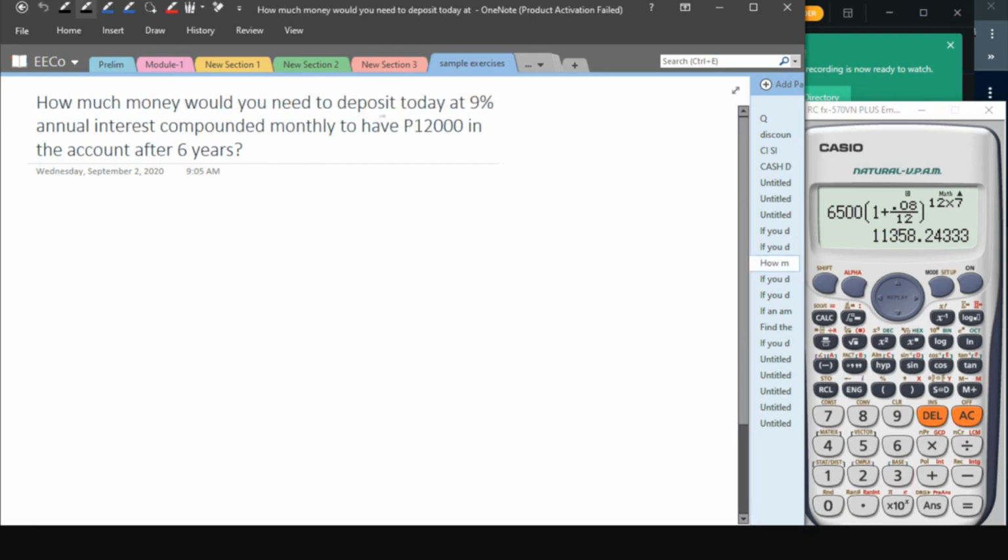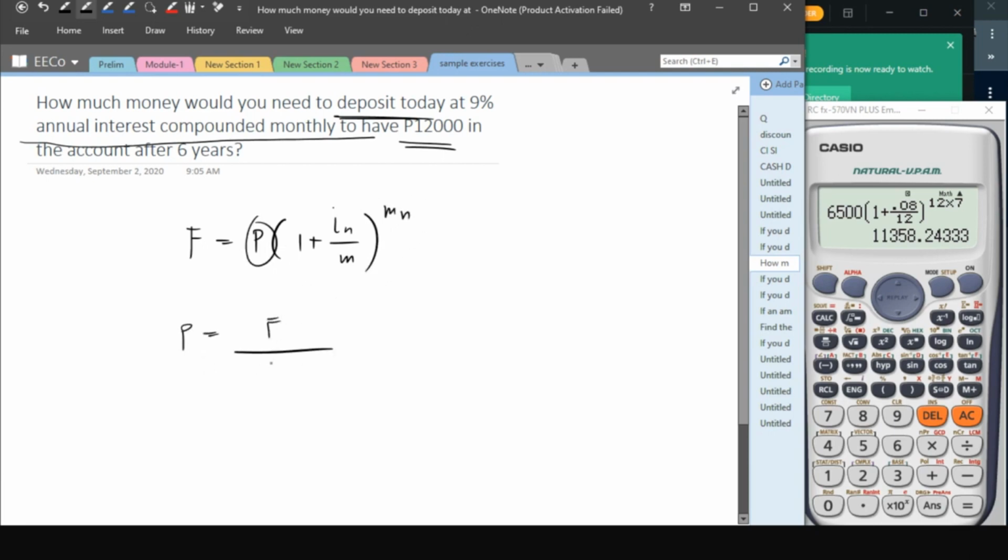How much money do you need to deposit today, meaning the principal you invest, with an annual interest compounded monthly, to have 12,000 in 6 years? So, F is equal to P times (1 plus i, n divided by m) raised to mn. What you are looking for is P. So, P is equal to F divided by (1 plus i, n over m) raised to mn. I can also make the exponent negative and just multiply it by F. There are two ways to get the present amount.